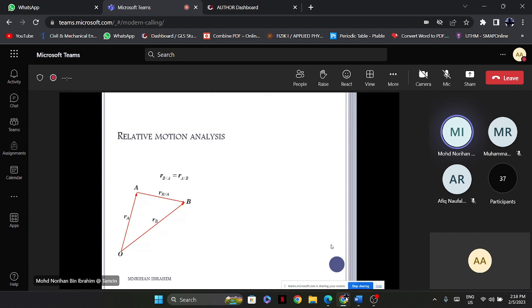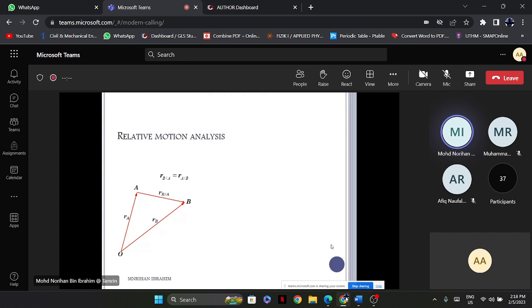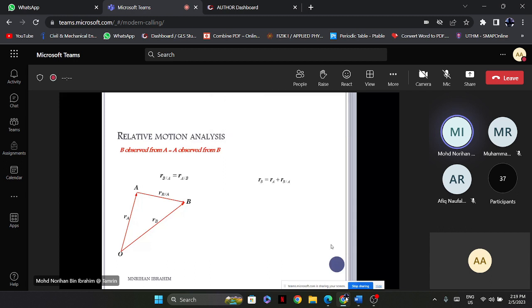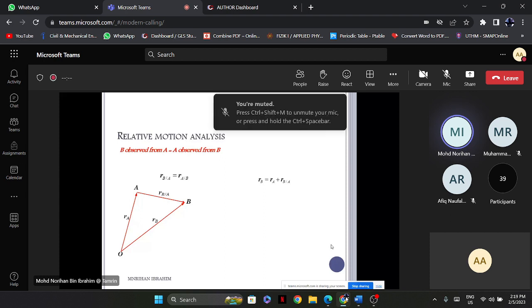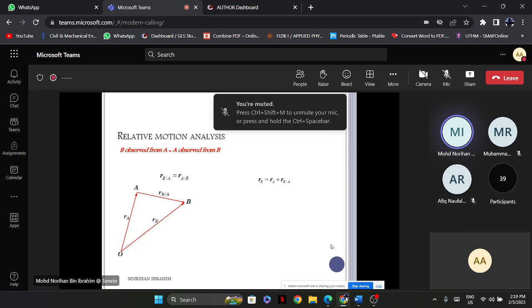You can watch the recorded video at your own time, any time you're free. When we talk about relative motion analysis, there are actually two types of relative motions. First, we call it dependent motions, and the second one is independent motions. You can also check the material that I've already shared with you in lecture 6, as well as the recorded video.